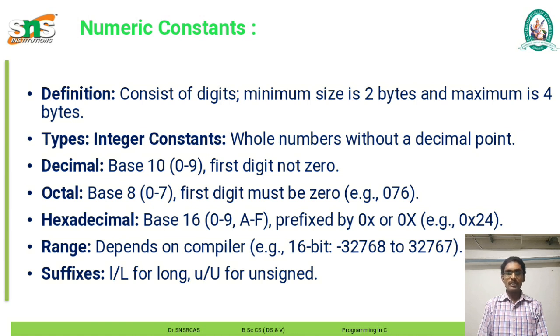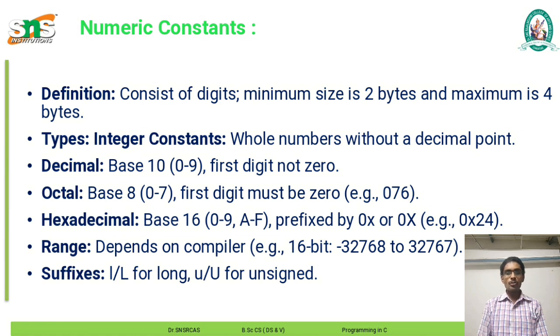In octal constants, the base is 8. The digits from 0 to 7 are used. The first digit must be 0. Example: 076. For hexadecimal constants, the base is 16. The digits from 0 to 9 and the alphabets A to F in uppercase are used, prefixed by 0x or 0X. Example: 0x24.